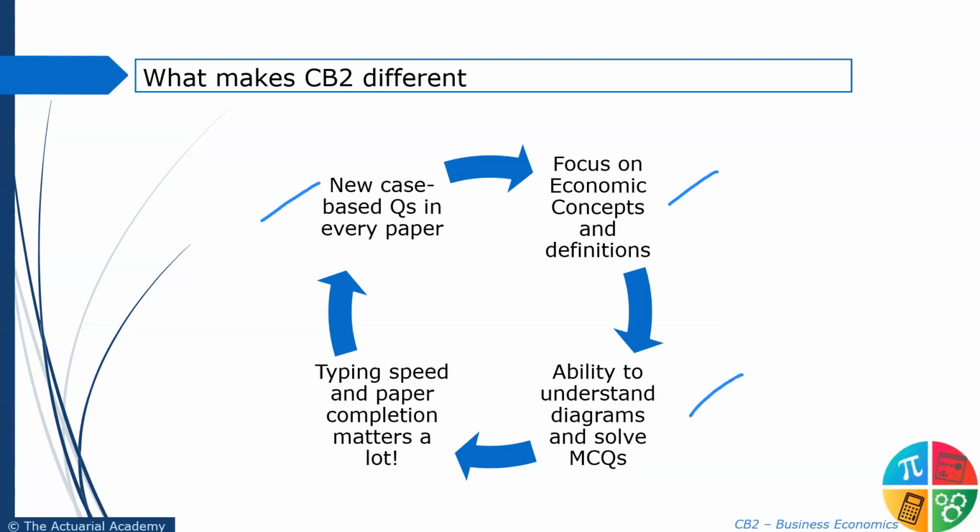Ability to understand diagrams and solve MCQs. How to solve MCQs with speed, how to eliminate options, how to select, and even if you don't know, how to try and reach the correct answer. Again, that is important. And typing speed and paper completion matter a lot. For all that, this is a general point. This is there for all our actual papers in general. So this is what makes CB2 a bit different. It has proper enough theory and a little bit of solving, a little bit of MCQs, which you might not have faced in the other papers.